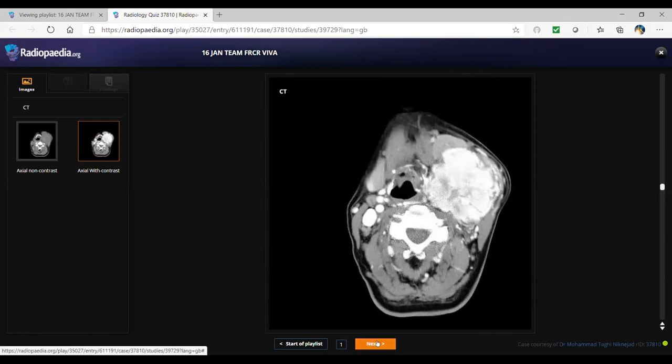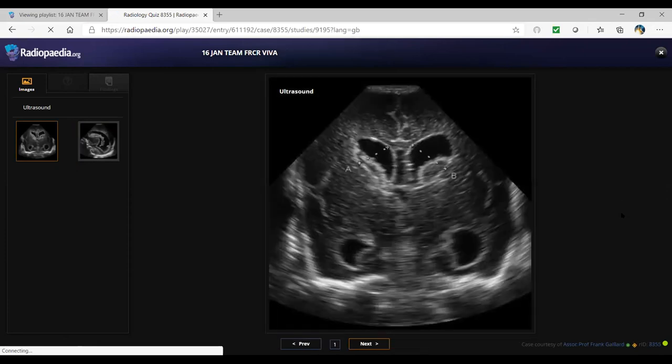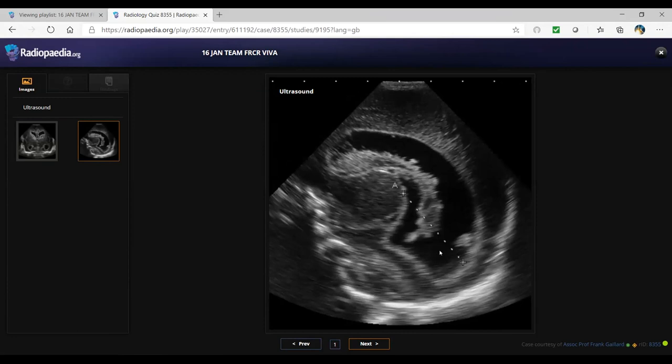Okay, so let's move on. This is your next case. This is a neurosonogram of a newborn baby, which shows dilated ventricles. There is hyperechoic areas noted within the ventricles. This is suspicious for germinal matrix hemorrhage. I would take the history of the patient to know whether the patient had any distress during the labor.